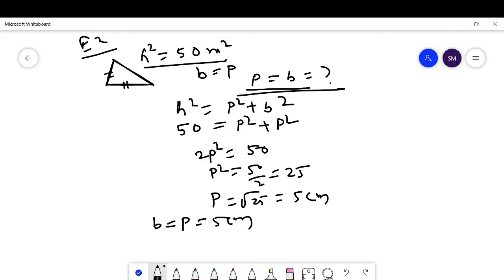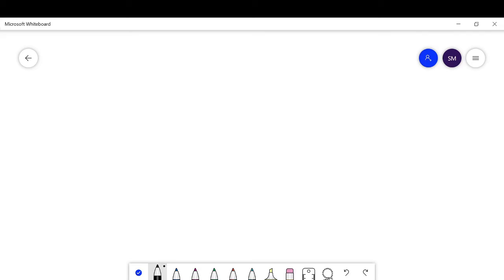Okay. Then next, the properties of triangle. What is centroid?